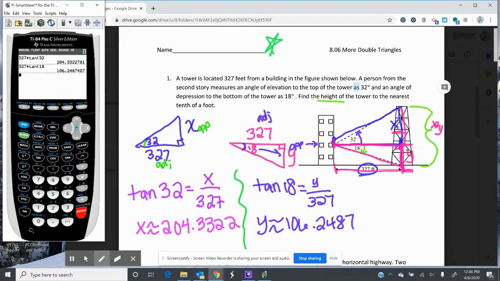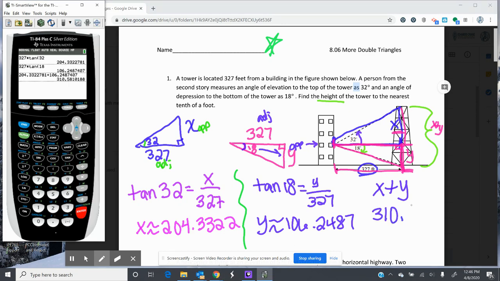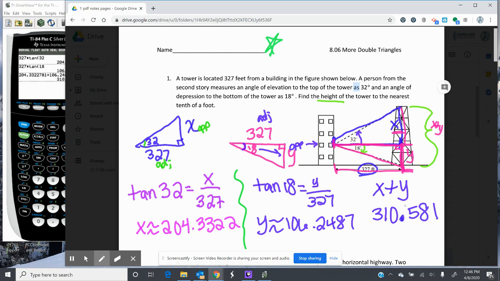And we're going to find the sum of those two measures. So in my calculator, I'm going to go up, grab this answer and add it to the 106. And our final answer for the height of the tower is going to be 310.581. Now double checking our rounding, it asks for the nearest tenth of a foot. So our last and final answer is going to be 310 point, and that 8 will round our 5 to a 6. So our final answer is going to be 310.6 feet.